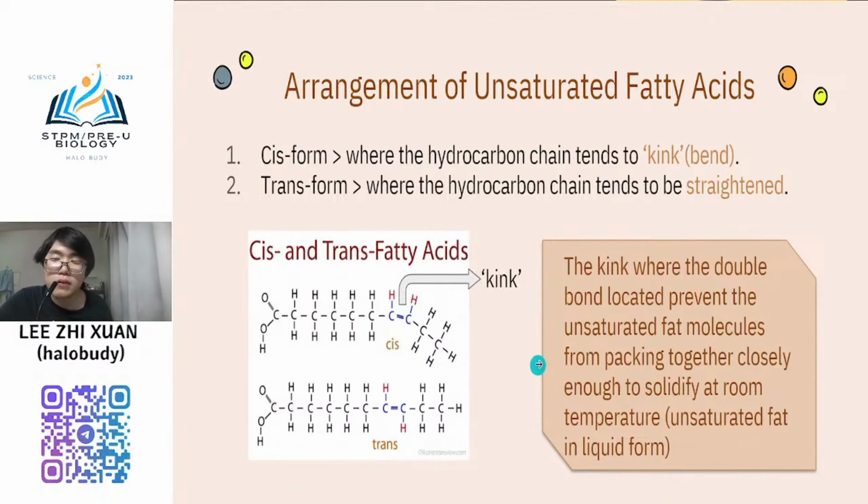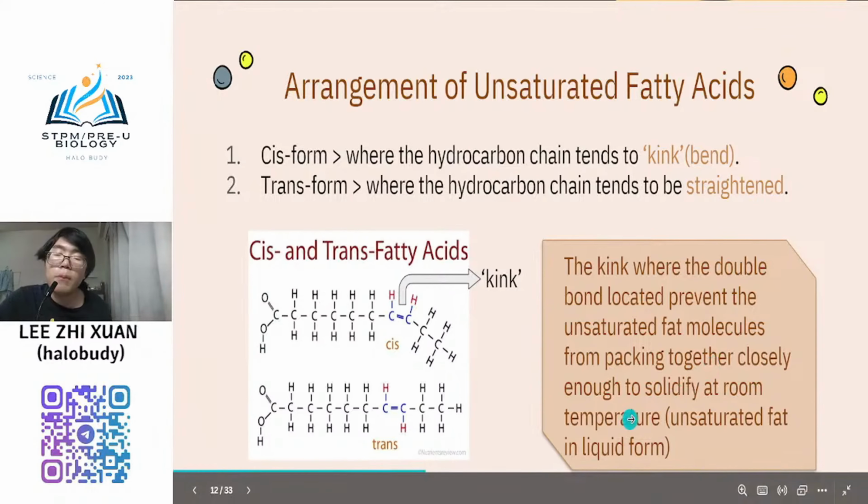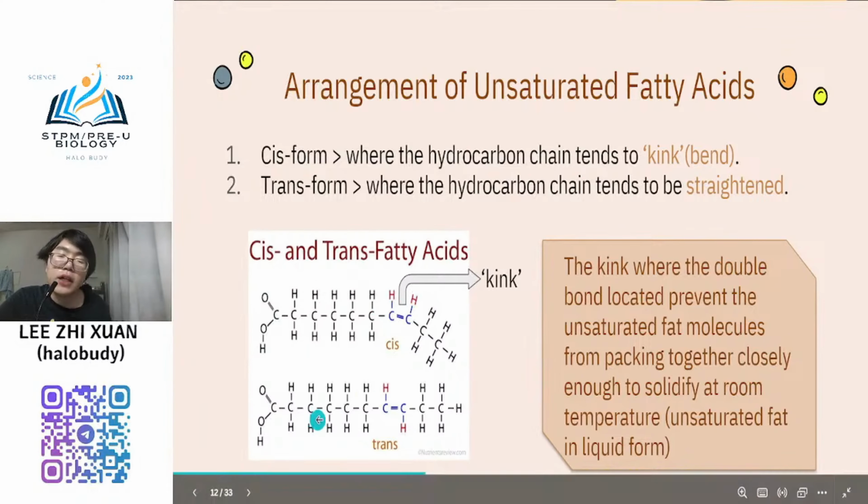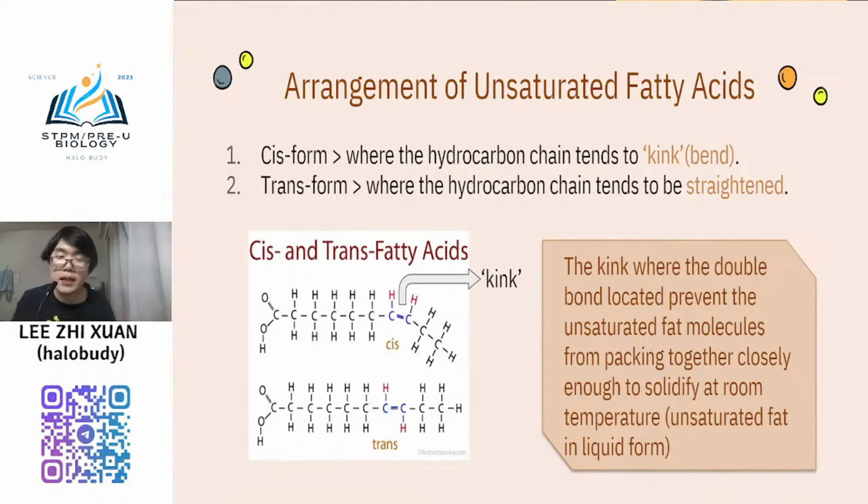This structure is important because it can prevent the unsaturated fat from packing together closely and solidifying at room temperature. So that is one of the reasons why unsaturated fatty acid is in liquid form at room temperature. But if the unsaturated fatty acid is in the trans form, meaning that the hydrogen atoms are on different sides, it will be like saturated fatty acid, a straight chain.